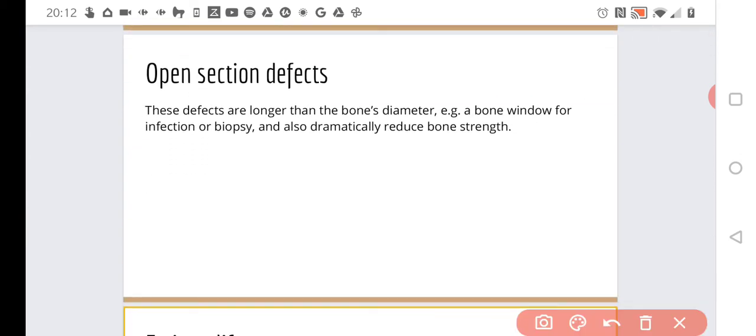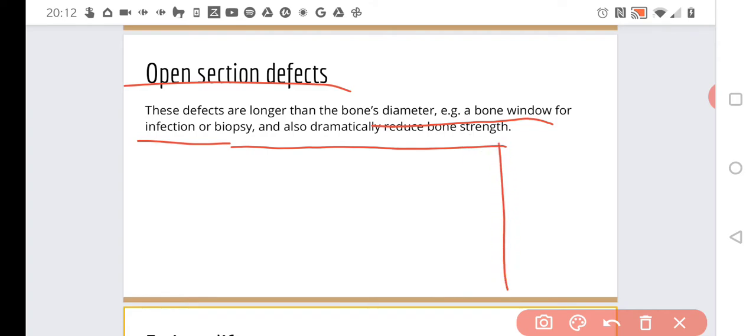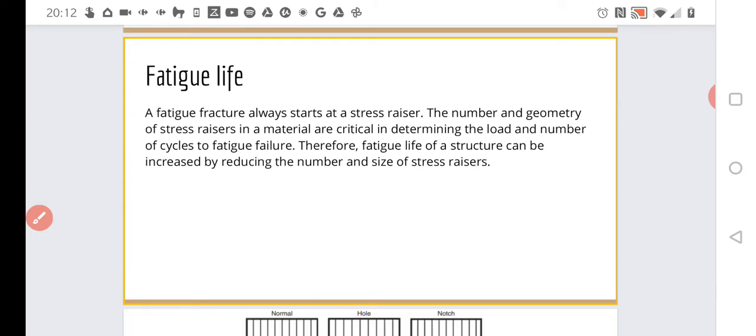So, what are the open section defects? These defects are longer than the bone's diameter, for example, a bone window for infection or biopsy, and they also dramatically reduce the bone strength. Yes? So, it's far easier to fracture such bone. Fatigue life. A fatigue fracture always starts as a stress tracer. Yes, it's true both for bone and other materials. Okay, and generally the fatigue life of a structure can be far increased by reducing the number and size of stress tracers.